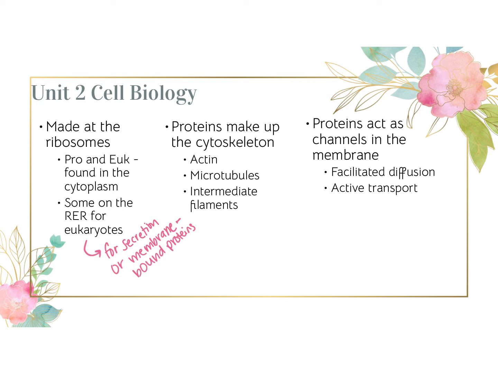Now, the big thing in the second part of cell biology was when we talked about proteins acting as channels in the membrane. Keep in mind that with facilitated diffusion, no cellular energy is required by the cell, but since the molecule cannot pass through the membrane due to its polarity, it's going to have to go through a special channel in order to go down its concentration gradient. And the example we talked about in class was aquaporin, which would allow water, which is normally polar, to cross the membrane.